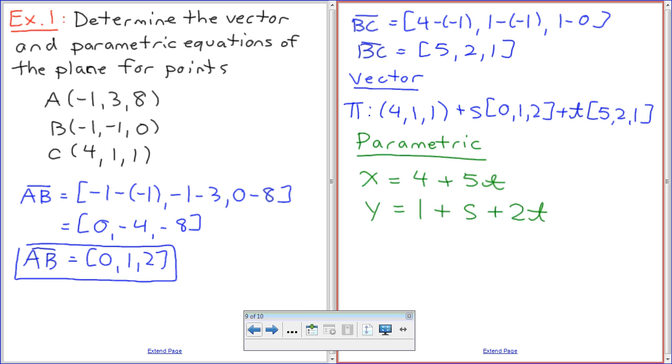All right, and for z, can you give me the z value, please? Go ahead. 1 plus 2s plus 3. Okay.